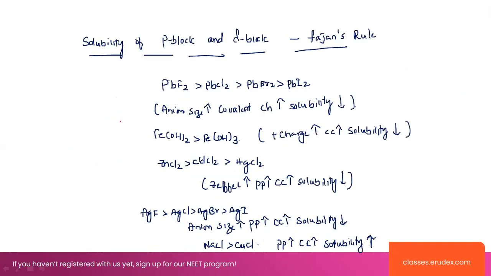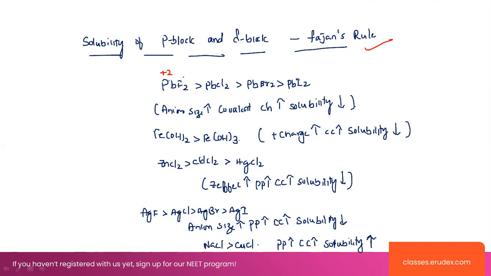Coming to the next one, look at the solubility of the p-block and the d-block elements according to Fajan's rule. In this case of Fajan's rule, I already told you that whenever anion size increases, then polarization power increases, covalent character will increase, and the solubility will decrease here. So look at PbF2. The cation size will be the same here, Pb plus 2.